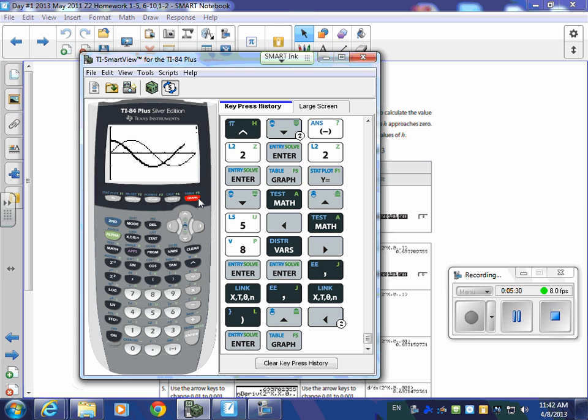Why is it taking so much longer? It's got to plot each of those points. To make it darker?